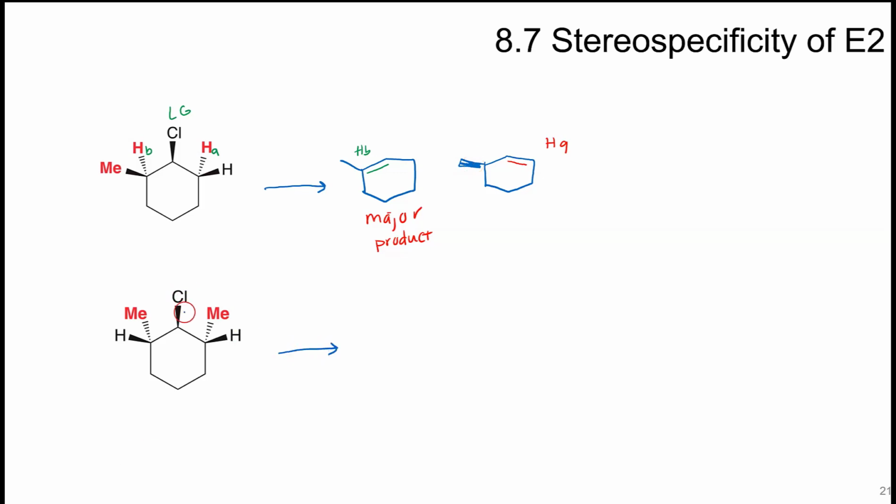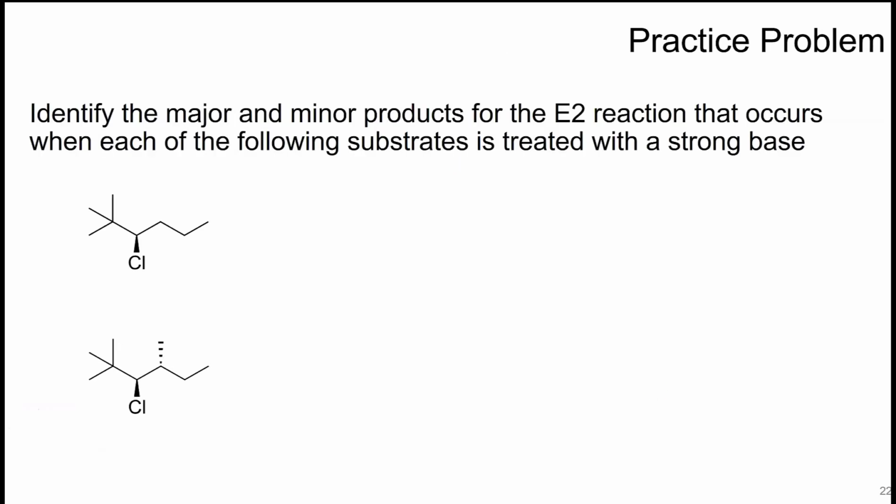In this reaction, the chlorine is still wedged, but the hydrogens are wedged also, so this is going to be a no reaction. And that is because there's no hydrogens that are on the opposite face, so it can't do that elimination. So when looking at the major products and minor products for this E2 reaction, we're going to look at the substrates with a strong base.